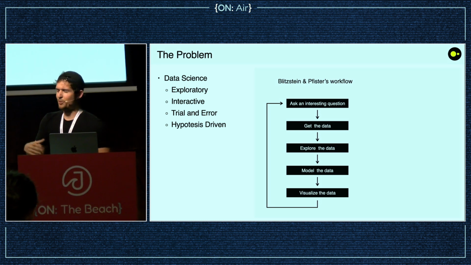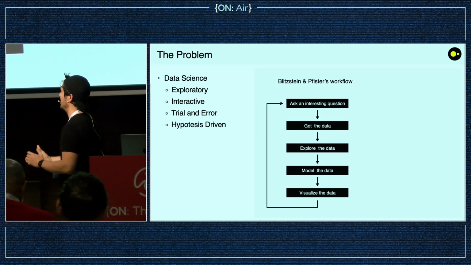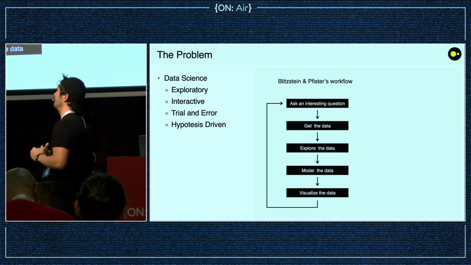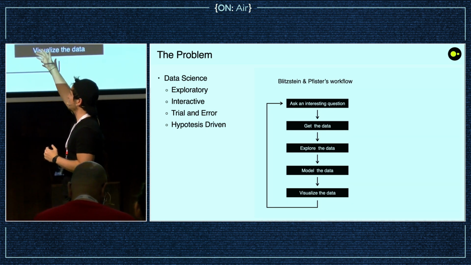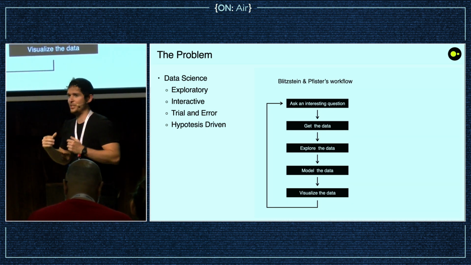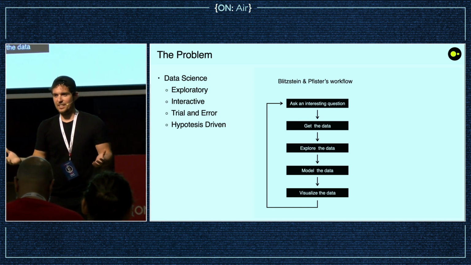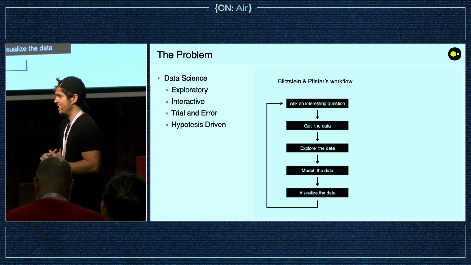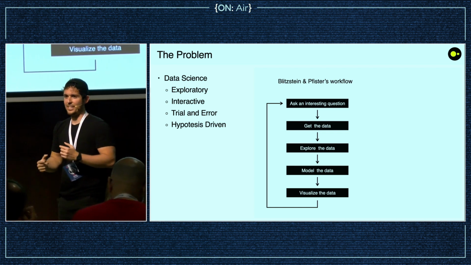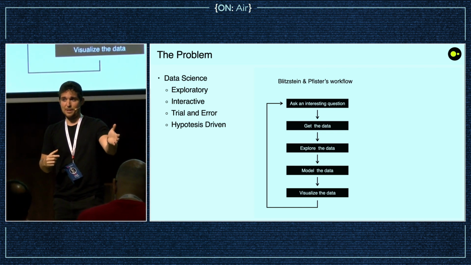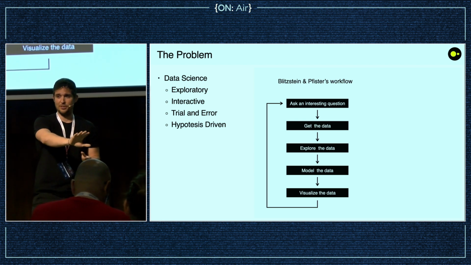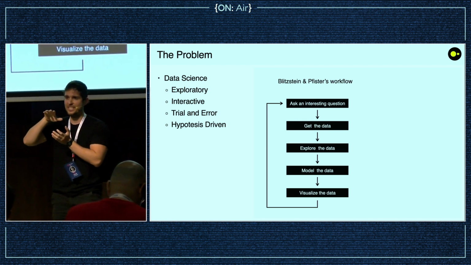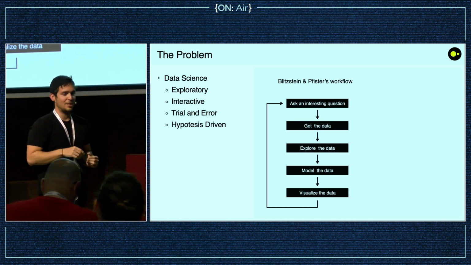To give you an idea of what this data science problem looks like: data science is usually very exploratory, interactive, trial and error, hypothesis driven. What do I mean by that? Usually you have data sets and you come up with a hypothesis. Then you start querying your data sets to either justify that your hypothesis is correct, or, oh no, I'm completely wrong, I'm going to zoom out from this part of my data sets and start zooming in somewhere else.